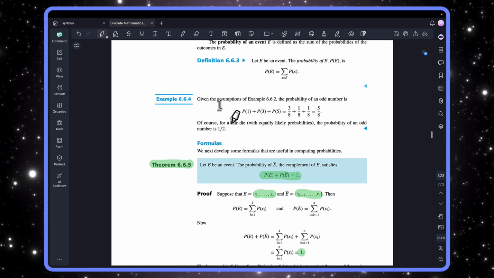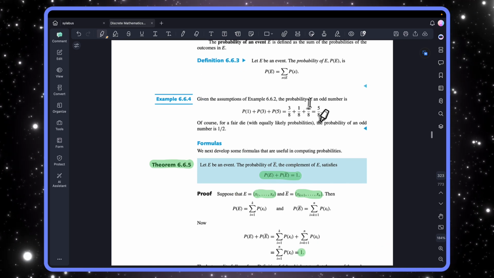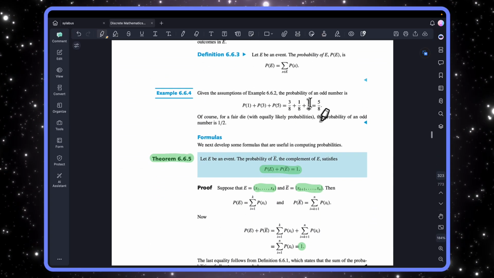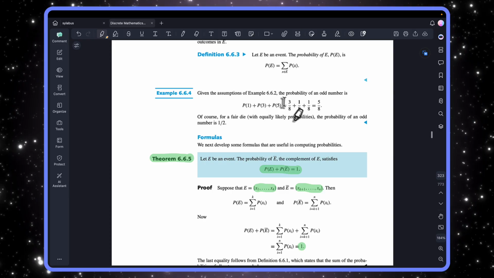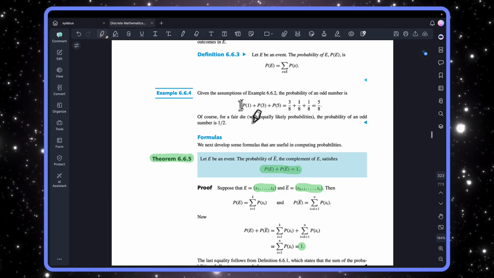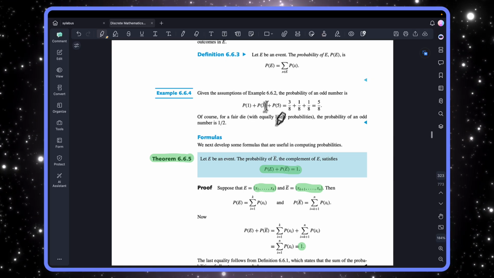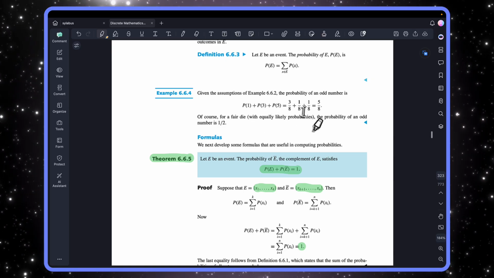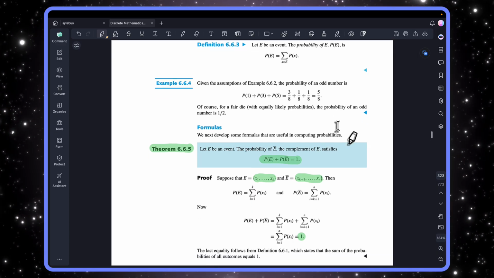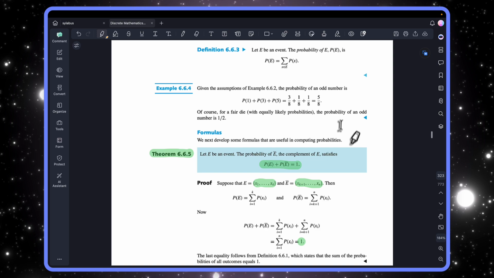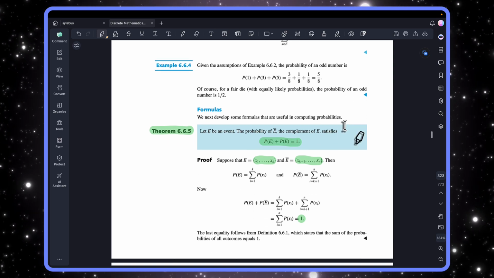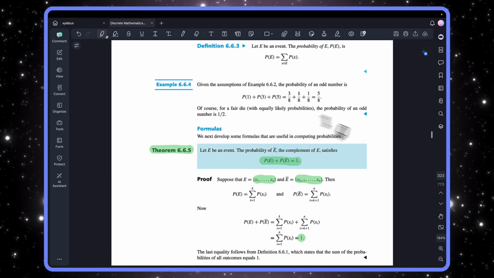So given the assumption of the previous example that we just went through, what is the probability of an odd number? Well, you take the probability of getting a 1 plus the probability of getting a 3 plus the probability of getting a 5. So it's 5/8. And that's with an unfair die, of course. That's why it's larger than 1/2. So for a fair die, what would it be?